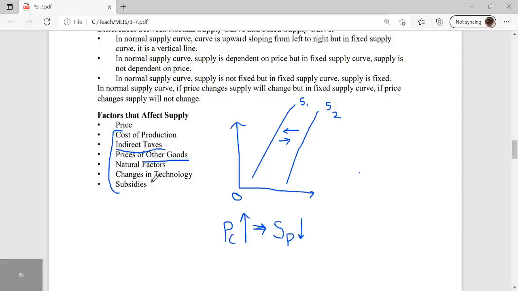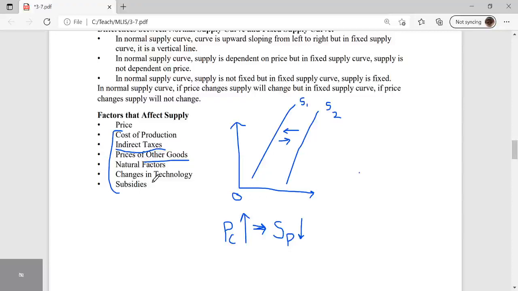Okay, then natural factors. Suppose think about a natural disaster. During a natural disaster, you very clearly understand what will happen. The supply will fall, right? And if the natural factors are good, like there is sufficient rainfall and everything is in a good condition, then what will happen? The supply will increase.